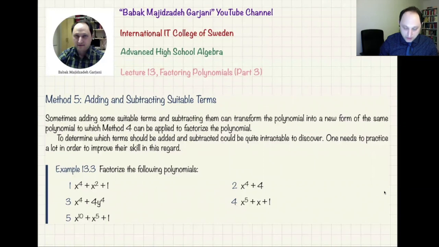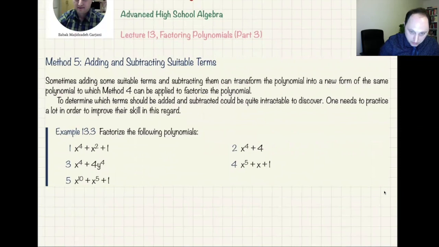Okay, so now let us do the exercises together. So let me divide this into 2 parts now.